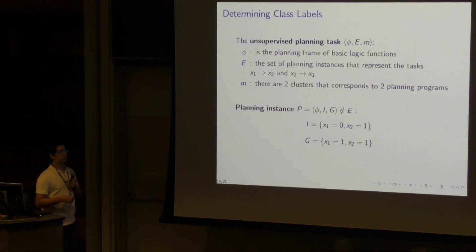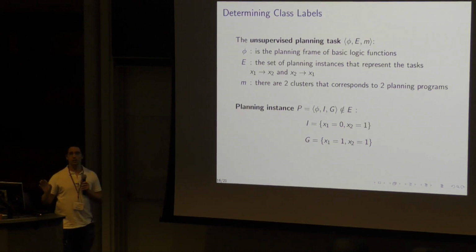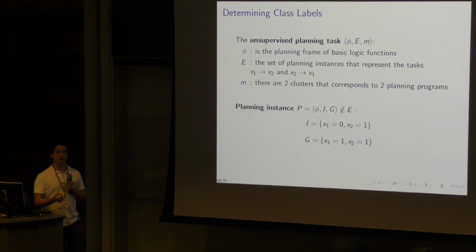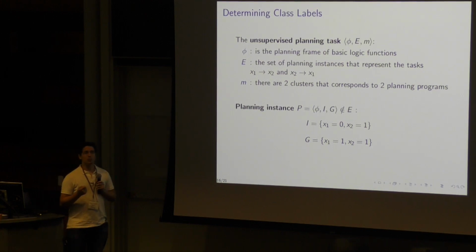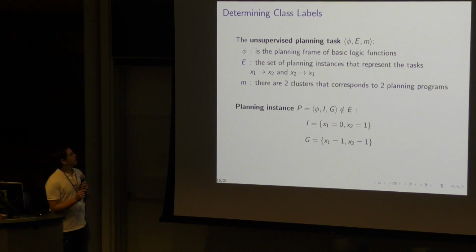So this is an example of how we can determine a class label. Maybe it's quite complex, but we have a planning frame with basic Boolean functions like and, or, not, for example, that can be applied to a Boolean variable. And then we want to perform two types of tasks: assign this Boolean variable to the other, or in the opposite way. So we can understand this as a two-cluster problem: either I want to do this task or I want to do this other task.